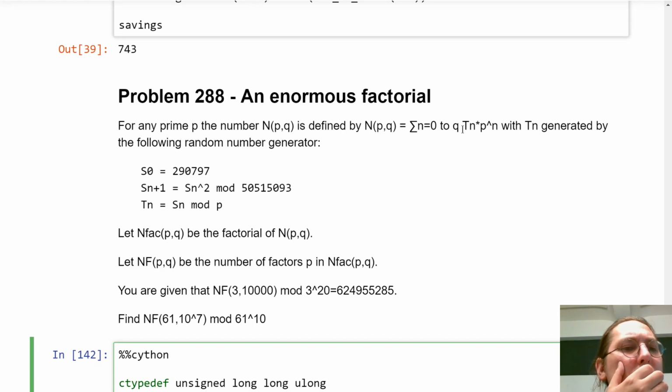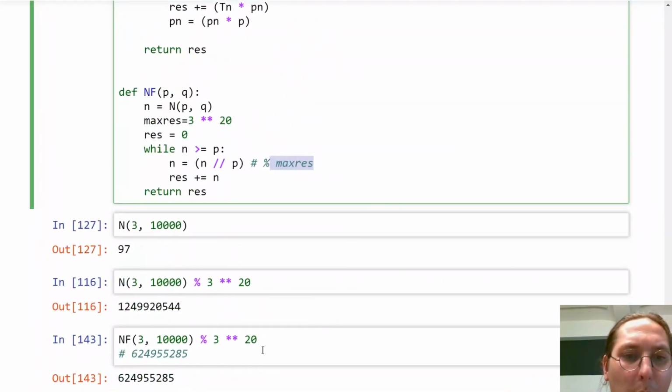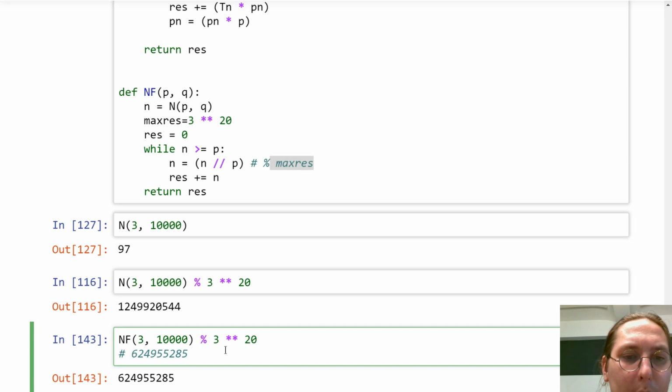I think we didn't calculate the NF at the end. We calculated NF mod 3 to the power of 20. So the real NF would be something less than 20.